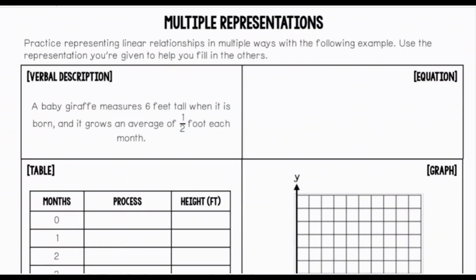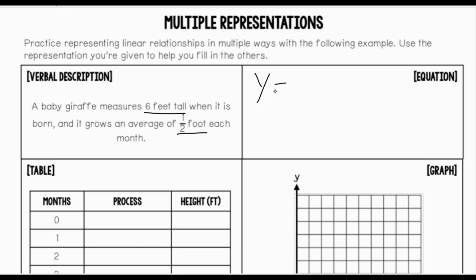So we've talked about slope and we've represented it with equations, with tables, and with graphs. So let's look at this verbal description and represent the slope with an equation, a table, and a graph. A baby giraffe measures 6 feet tall when it's born and it grows an average of 1/2 foot each month. So I know when it's born it's 6 feet tall, and each month it's growing 1/2 foot.